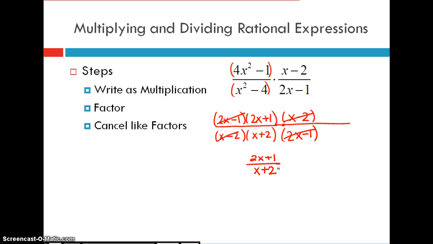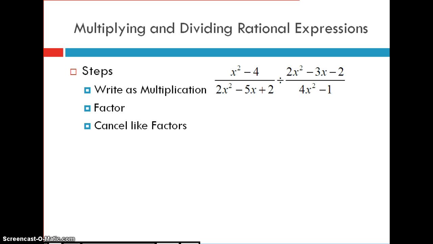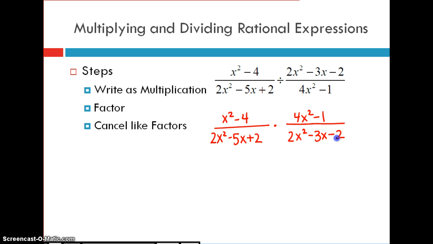Okay, we're going to do another problem, and this problem is a little bit bigger. It has a division sign. So it says first, write as multiplication. So we know that when we are dividing fractions, the way that we handle them is we rewrite this as a multiplication by switching or writing the reciprocal, so flipping the second fraction. So that is what I did first, write as multiplication, done.